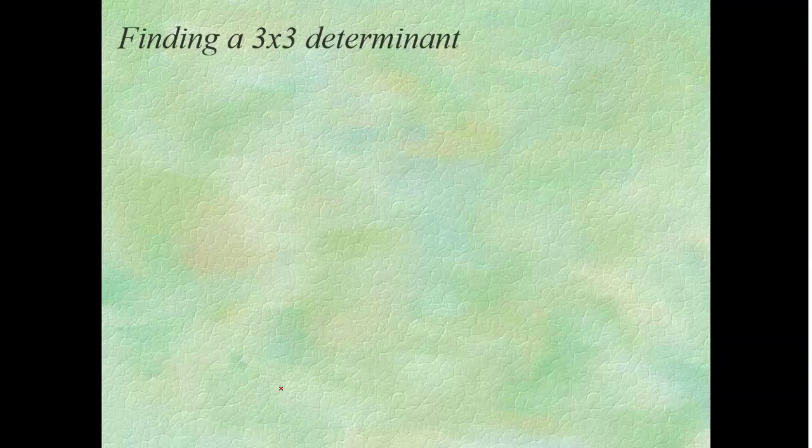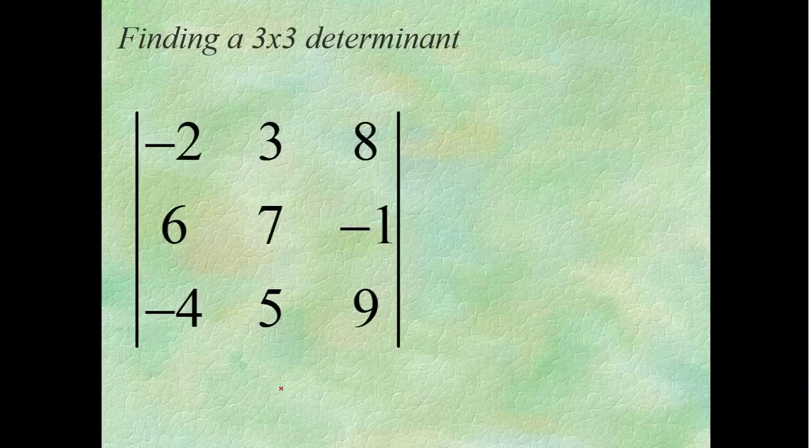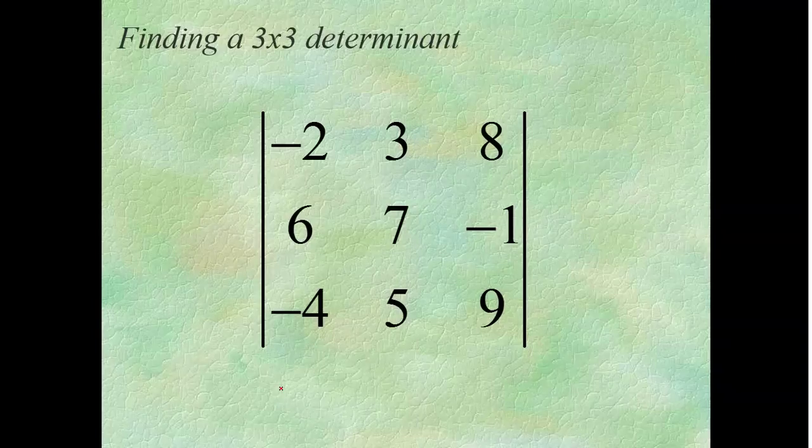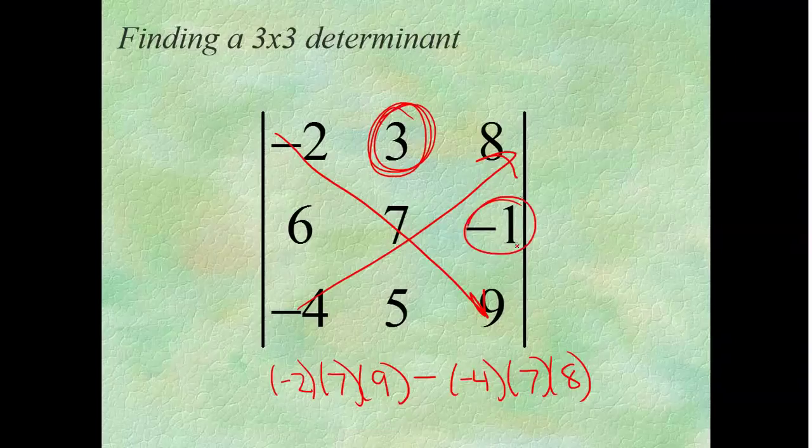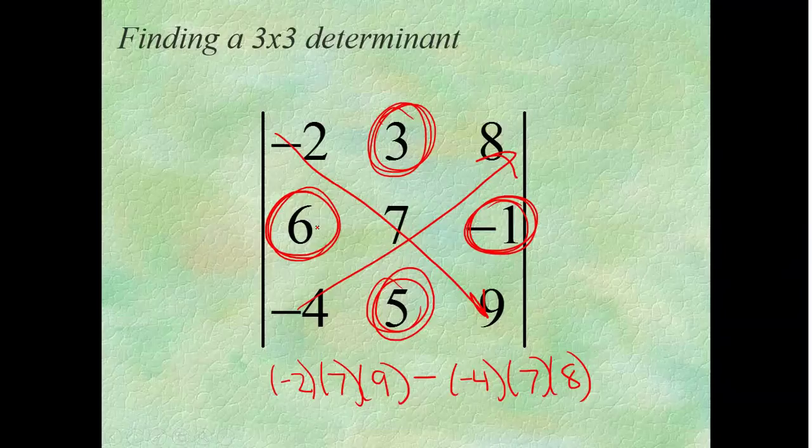Now, does this apply for 3x3 determinants? So here's my 3x3. We would have gone normally like this, right? And done -2 times 7 times 9 minus -4 times 7 times 8. But do you notice I lost some numbers here? Can't lose them. They're missing from my calculation. So how are we actually going to do this?